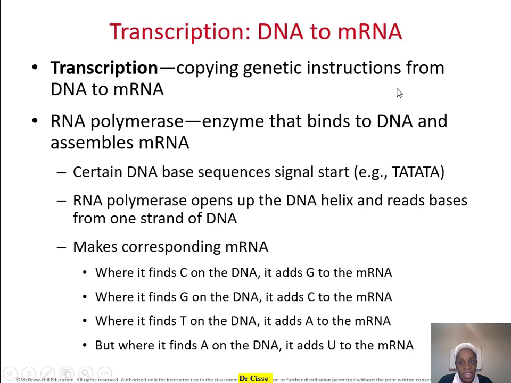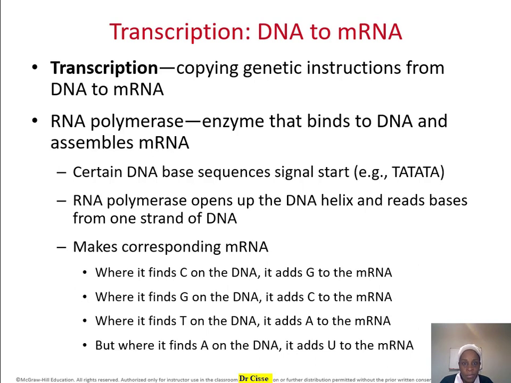Copying genetic instruction from DNA to mRNA. What machine does it? What enzyme does it? The enzyme is called RNA polymerase. It is the enzyme that binds to DNA and assembles the mRNA. Certain DNA-based sequence signals start. It means when they see ta-ta-ta, it's called ta-ta box, the polymerase would start making the copy of the DNA to mRNA. Then where it finds the C on the DNA, it adds the G to the mRNA.